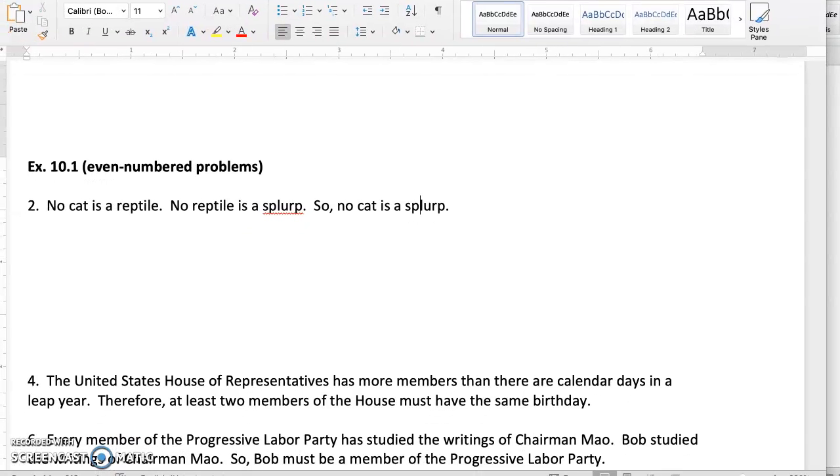Okay, this is exercise 10.1. I'm going to do some of the even numbered problems since the odd numbered problems were assigned for homework. The instructions for 10.1 say, which of the following deductive arguments are valid and which are invalid? Decide using the intuitive test for validity. If an argument is invalid, specify a counterexample that shows the argument is invalid.